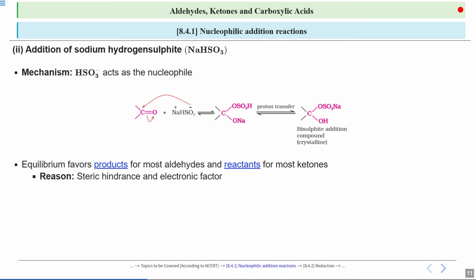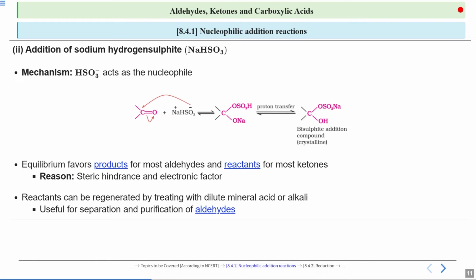The reason is clear, because aldehydes generally have less steric hindrance compared to ketones, which makes it easier for the nucleophile to attack. In ketones, we have bulkier groups, so it is more challenging for the nucleophile to attack. If you need to regenerate the original reactants, you can treat the products with dilute mineral acid or alkali.